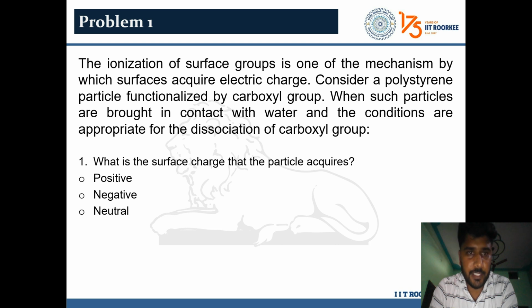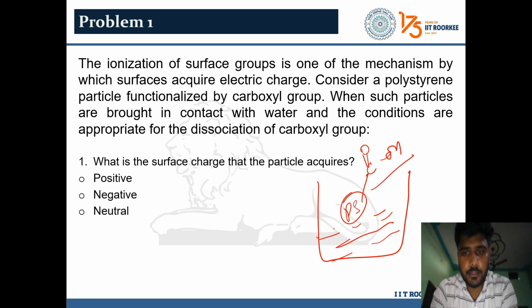Consider a polystyrene particle, and it is functionalized by the carboxylic group. When such particles are brought in contact with water, so the particles are dispersed in water, and the conditions are appropriate for the dissociation of the carboxylic group. You can focus on the pH, or on the pKa value at which the carboxylic group dissociates. So the first question is, what is the surface charge that the particle acquires?